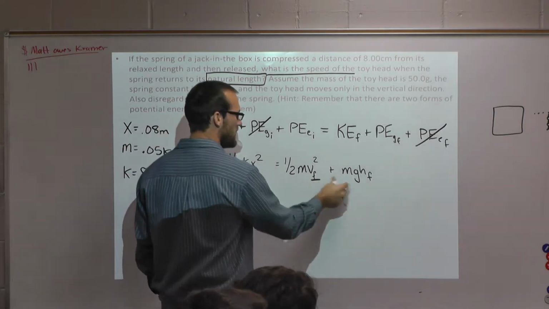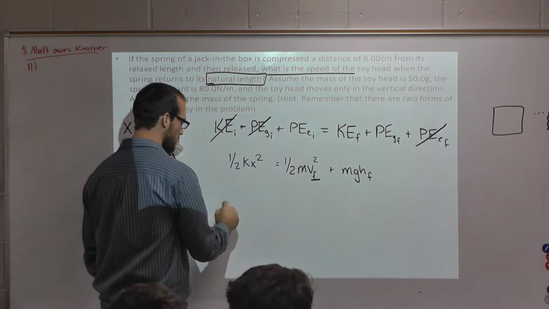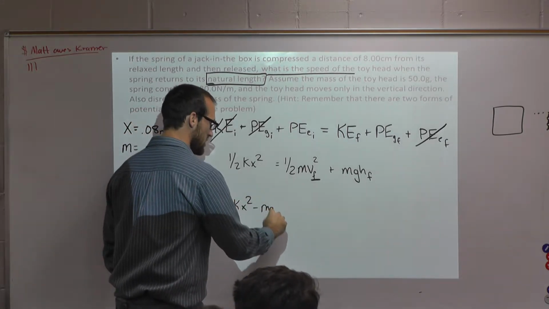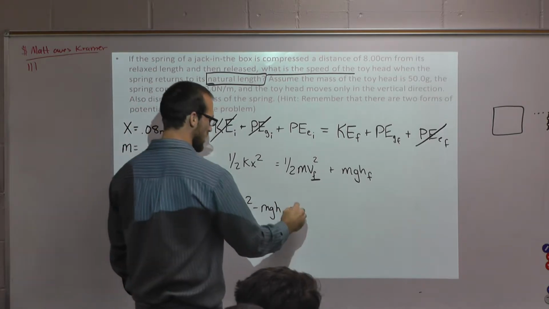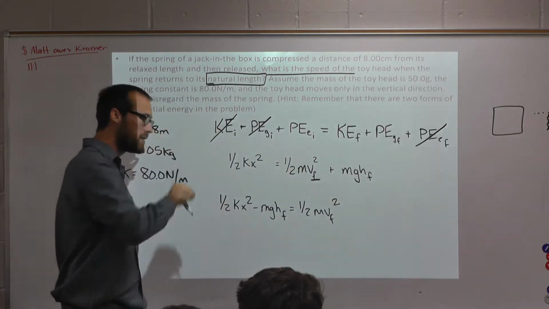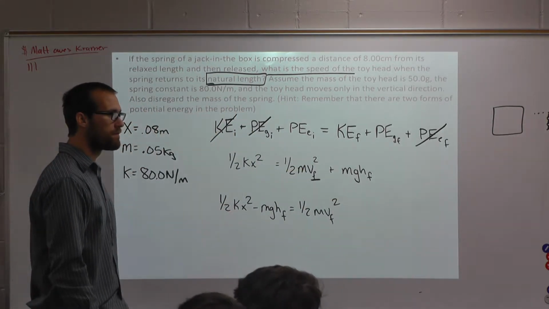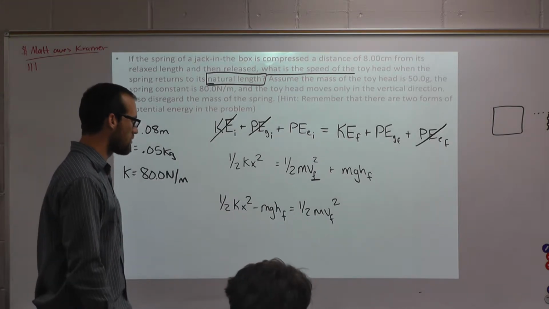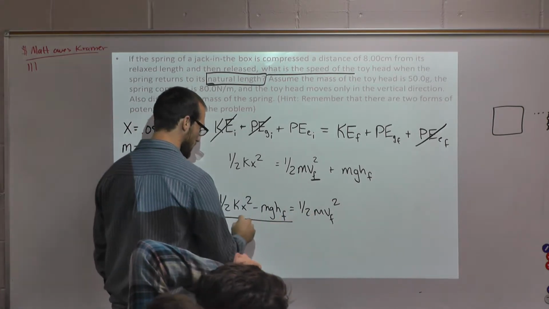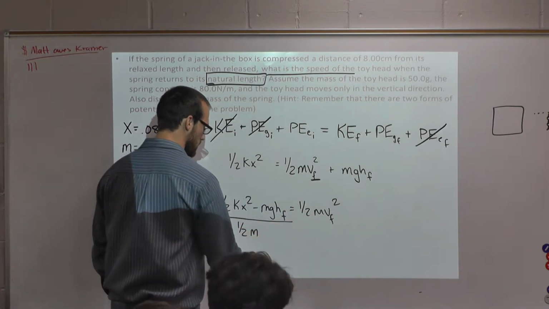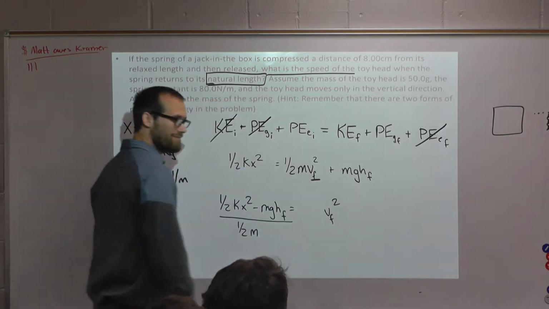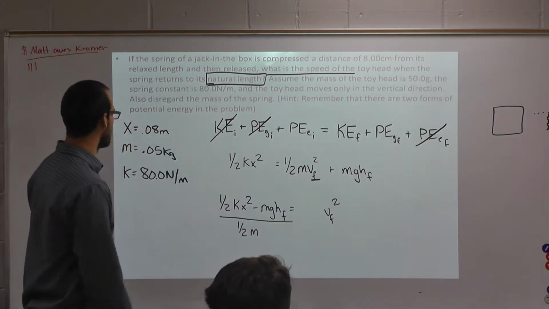Okay, so I'm going to subtract this, bring it over. So 1/2 kx squared minus mgh final should equal 1/2 mvf squared. That's what we're solving for, VF squared. Then you divide 0.5 by m. Okay? So we are going to then divide these two and then square root it. Wait, how do you know what the height final is? Would the height final be the compressed height? The height final is going to be this.